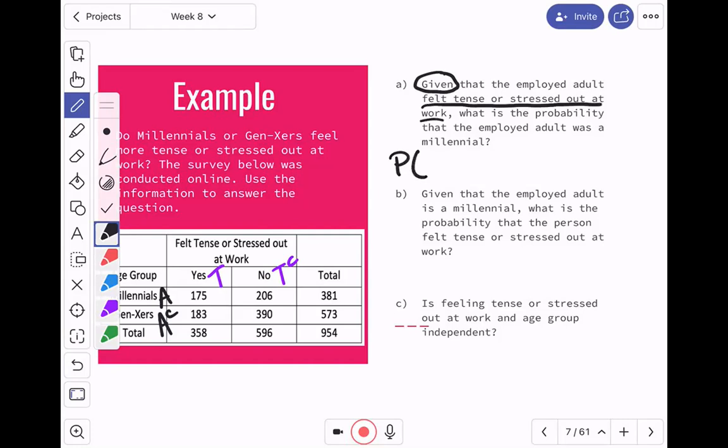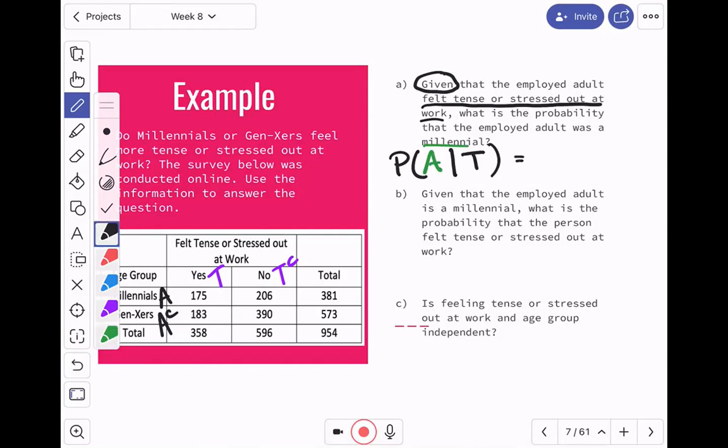So look, when I write this, then I know that I'm restricting the sample to the tense people. Out of those tense people, which ones am I actually interested in though? Millennials. So A, the millennials. So I'm interested in A.